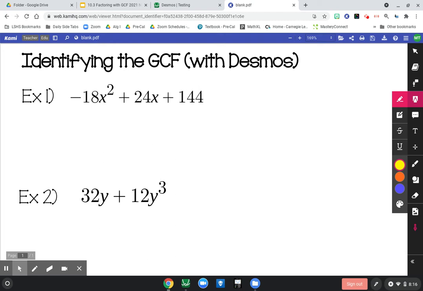Today we're going to learn how to utilize Desmos in order to easily figure out the GCF. So the first thing I'm going to do is identify my coefficients. So I have negative 18, positive 24, and a positive 144. Then I'm going to go into Desmos.